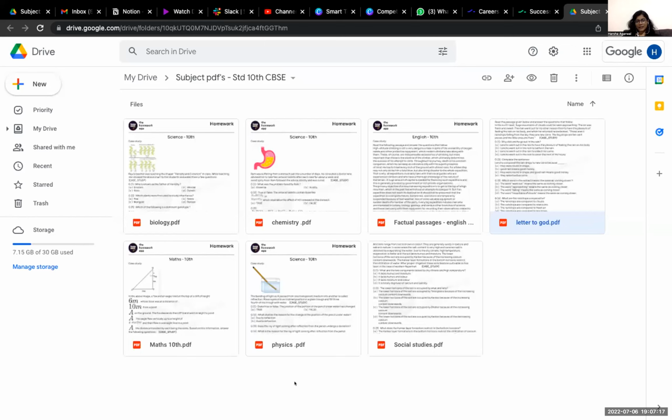Teachers, the link I have already shared in the chat box. Sophia G, I have given examples for class 10th, but all the 6th standard to 10th standard teachers can create these kind of things for their own as well by using the homework app. I'm showing examples for class 10th because I wanted a homogeneous aspect.